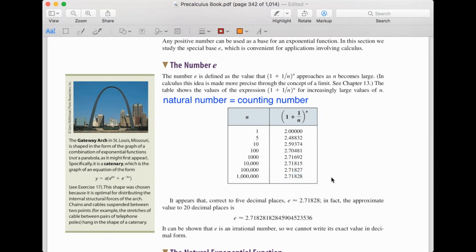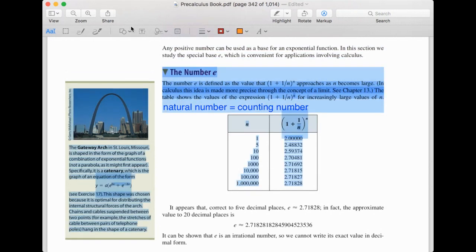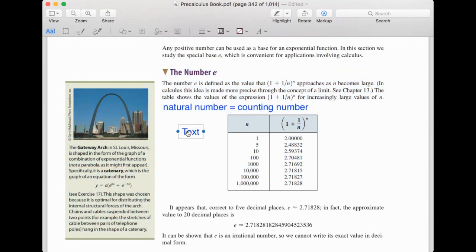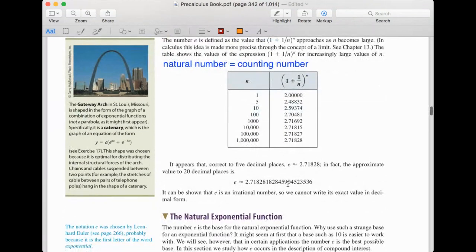Euler is a great mathematician in history. He basically defined this number. So this e is called Euler number. We're going to use this e as a base. You see e keeps going on. It's an irrational number. The digits keep going on, and there's no repeating pattern.